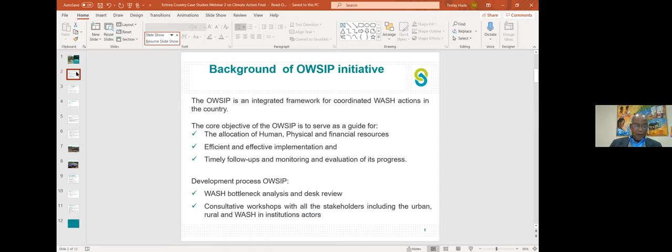In the development process of the One WASH strategy and investment plan, we have conducted a series of workshops. One was the WASH bottleneck analysis and desk review. That was followed by consultative workshops with all the stakeholders, including the urban, rural, and WASH in institutions actors.